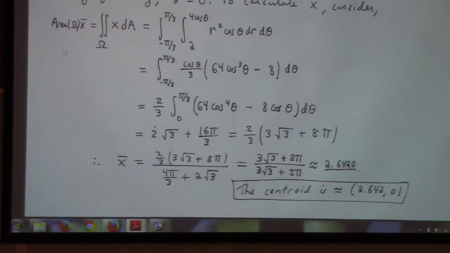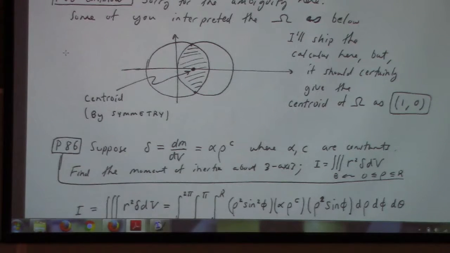Now, if I was to take the other interpretation, I decided to use Luke's solution because I'm lazy, and because I didn't really feel like doing the integration, which broke into 3 pieces because that seemed awful. Anyway, we can see what the answer should have been. If you did that right, you should have gotten 1, 0 as the centroid of that region.